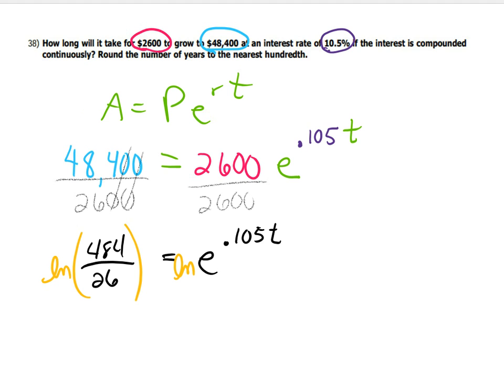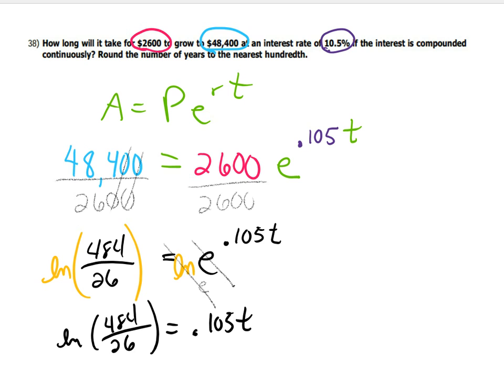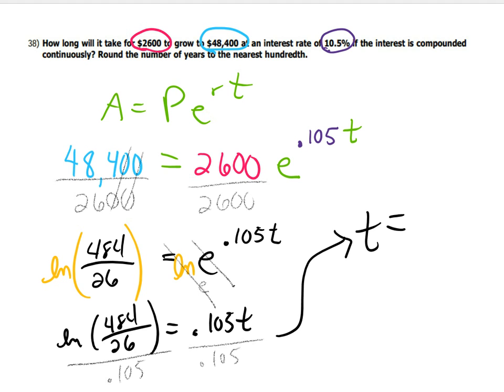But remember, over here there's this little invisible e, so the natural log base e cancels out that base e, and you're just left with the exponent of 0.105t. So I've got the natural log of 484 divided by 26 equals the 0.105t. And now I'm just going to divide off a 0.105. So at this point, it's you and your calculator. T is going to equal, and I'm going to plug all of this into my calculator.